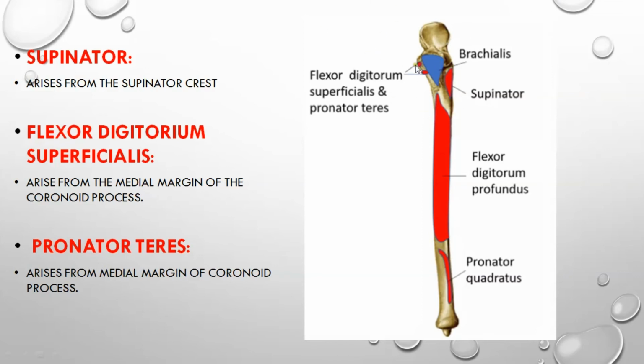Flexor digitorum superficialis. This is the coronoid process, which is the forward projection of the upper end. On the lateral surface we have discussed the radial notch. Below the radial notch there is the supinator crest, on which the supinator muscle arises. This one is the medial aspect or medial margin of the coronoid process. On the medial margin two muscles arise. The first is flexor digitorum superficialis and the second is pronator teres.